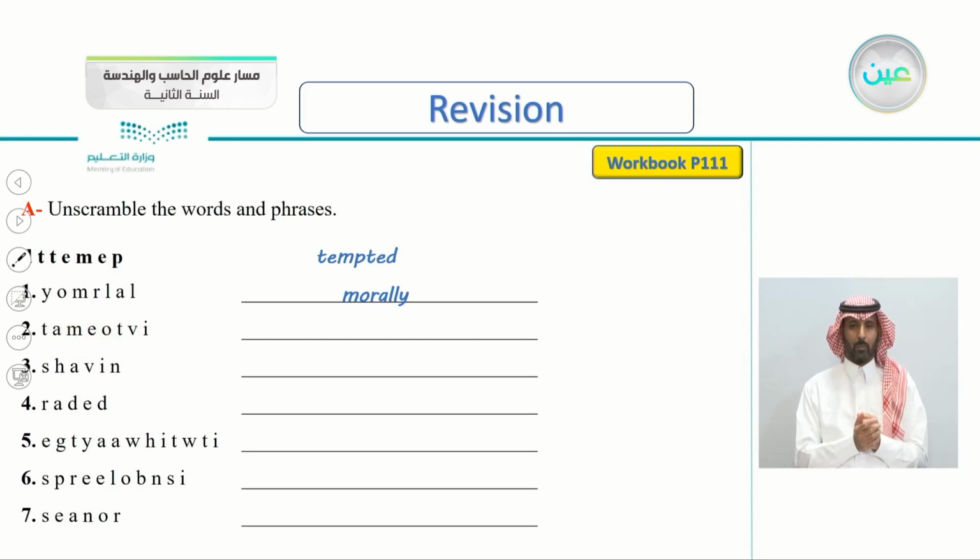T-A-M-E-O-T-V-I. This is the scrambled word. What's the correct word? How do we unscramble it? I'll give you a hint. It begins also with the letter M. So what do we have here?